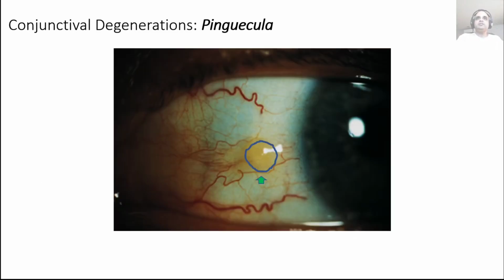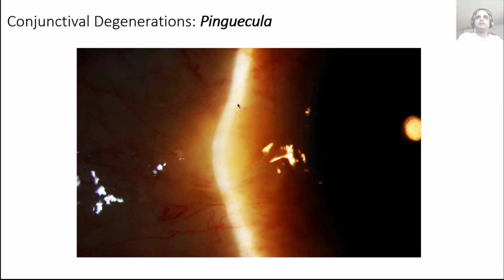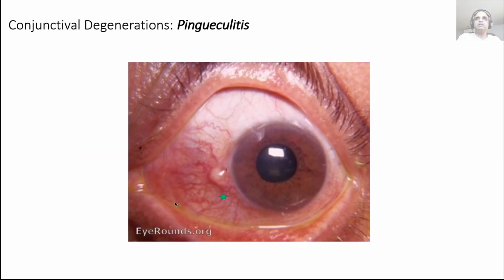So this is a pinguecula. As you can see, it's a yellow raised thickening of the conjunctiva. It really does nothing. This is another pinguecula. This is another pinguecula, and it is very zoomed in, so you have to look carefully at the way the light is reflecting off or curving off the lesion. And this is pingueculitis, and as you can see, this time it's red, and not only is the pinguecula red, the surrounding conjunctiva is a little congested as well.